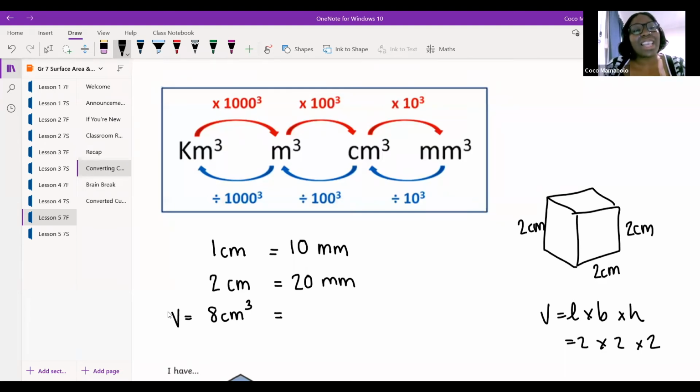But guys, does that mean that my millimeters is going to be 80 millimeters cubed? Is that what that means? No, it doesn't work that way. Because if I had to calculate for my millimeters, I wouldn't say 2 times 2 times 2. I would say 20 times 20 times 20. Now, I want you guys to go and punch into your calculator 20 times 20 times 20 and tell me how much I get.